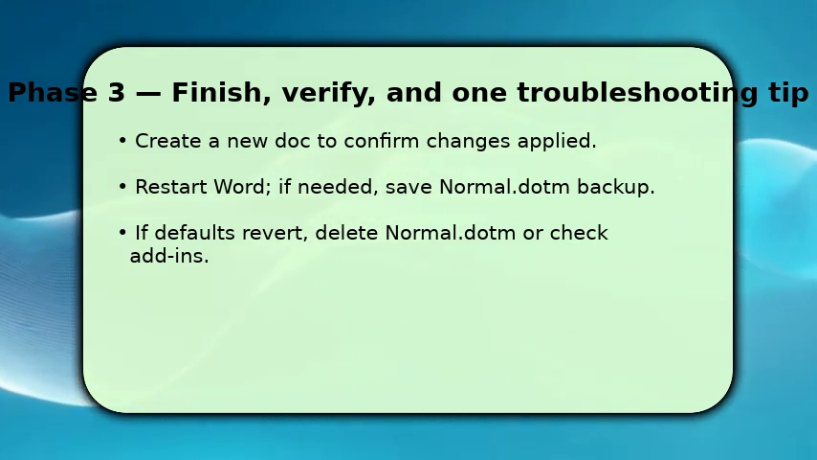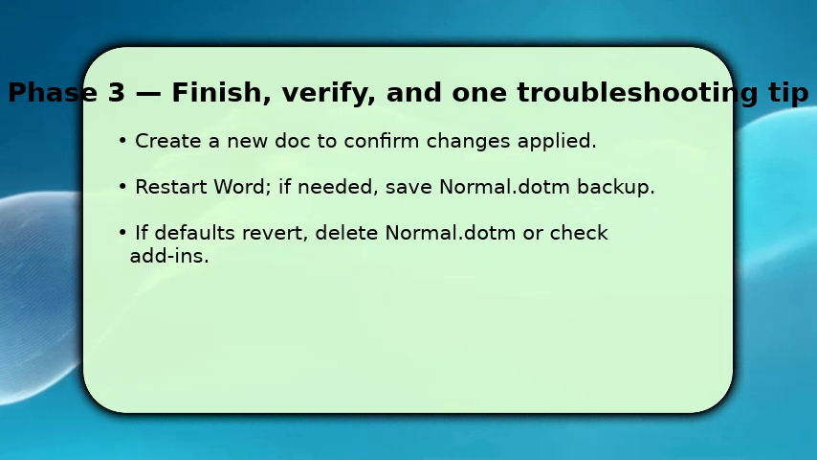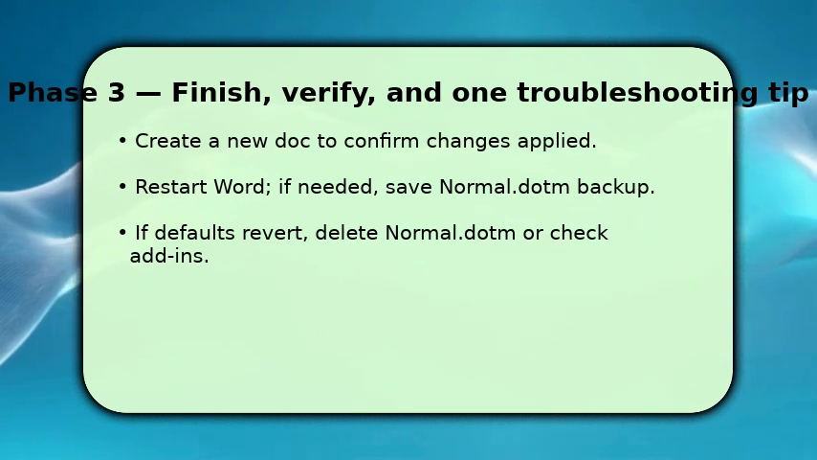If settings revert, check for template corruption or interfering add-ins. Delete or rename normal.dotm to let Word recreate it, or run Word as administrator to reapply defaults. This single troubleshooting step.